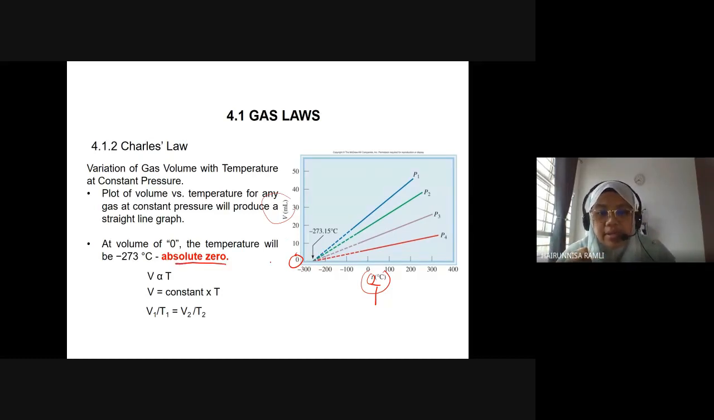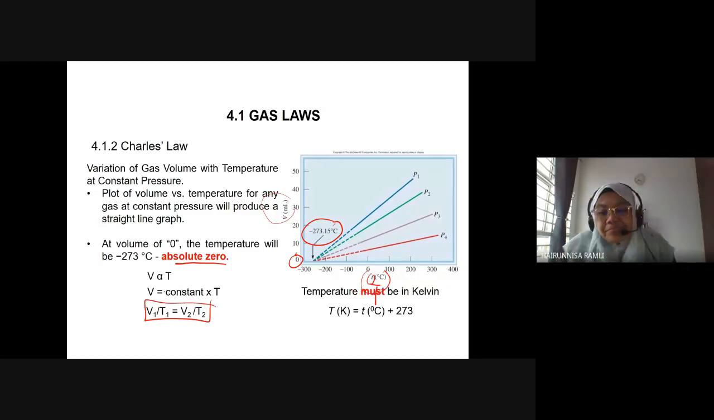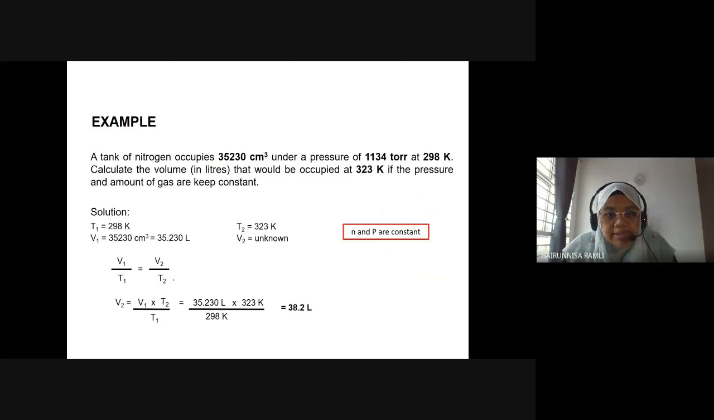Where it is negative 273 degrees Celsius, which is 0 Kelvin. So this is the same as well. VT, this is the relationship of V with T. So, for example, the case is the same here.